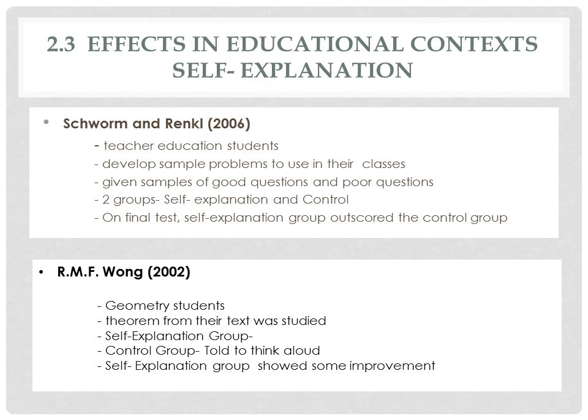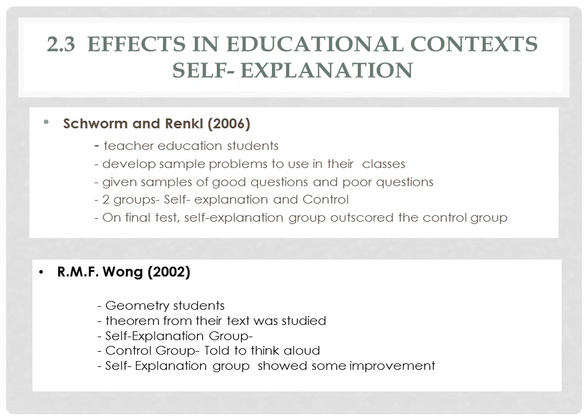Outcomes from 2 studies justify the effects of self-explanation in education. In one study conducted by Schworm and Renkl in 2006, teacher education students were learning how to construct questions. They were shown well-written questions and poorly written questions. The self-explanation group was prompted to reason what made the questions good or bad. The control group was not asked to self-explain. On the final test, the self-explanation group outscored the control group.